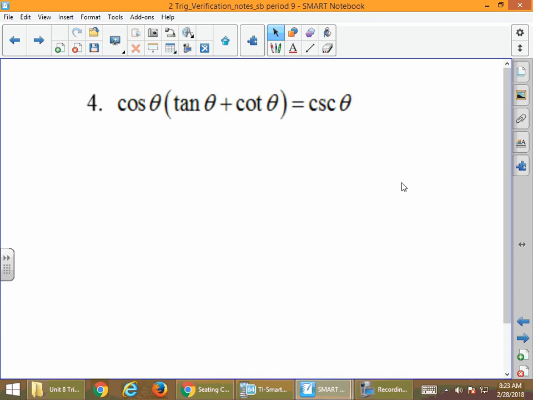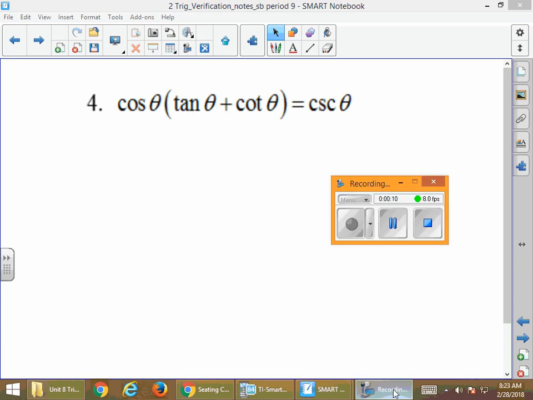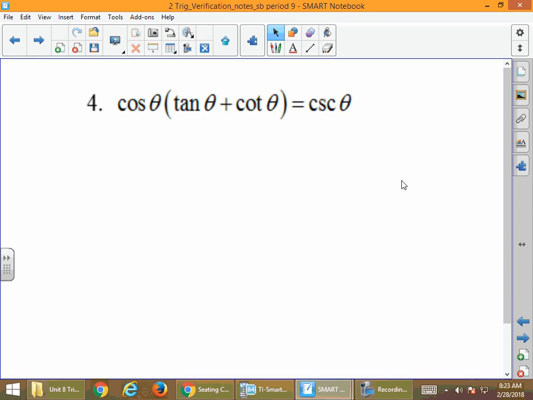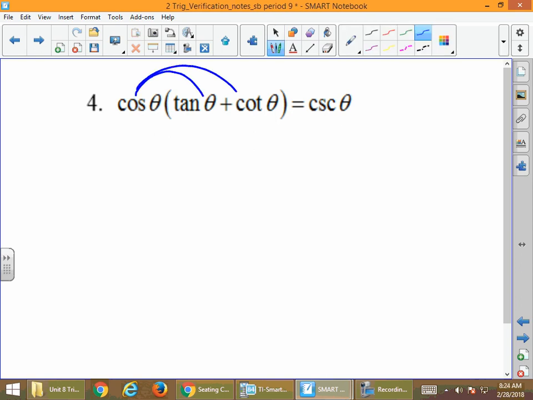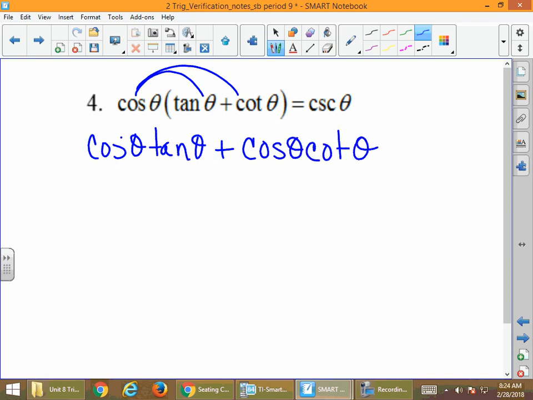We are still talking about verifying trigonometric identities, day 2 notes. We're starting on example number 4. So let's distribute on this problem. And when we do, we get cosine theta times tangent theta plus cosine theta times cotangent theta. And we're trying to turn this into cosecant theta.